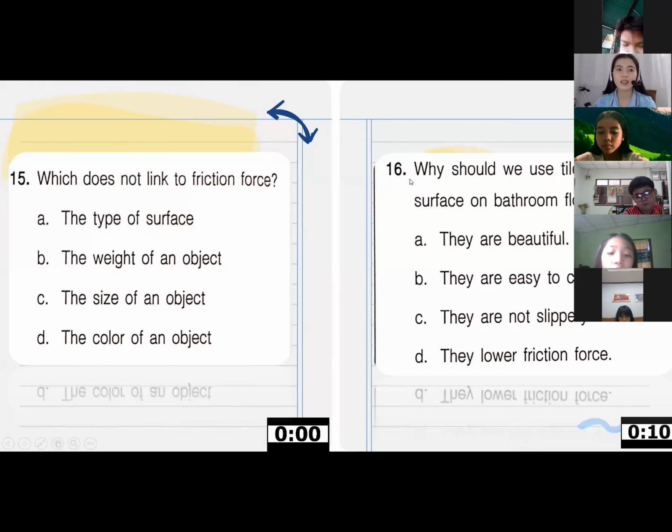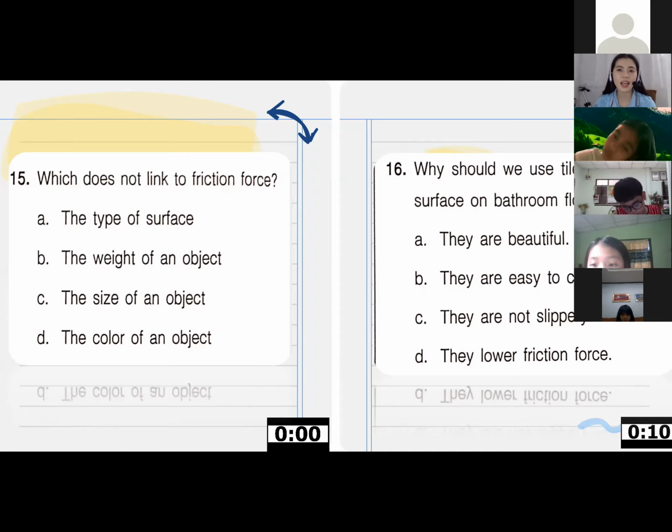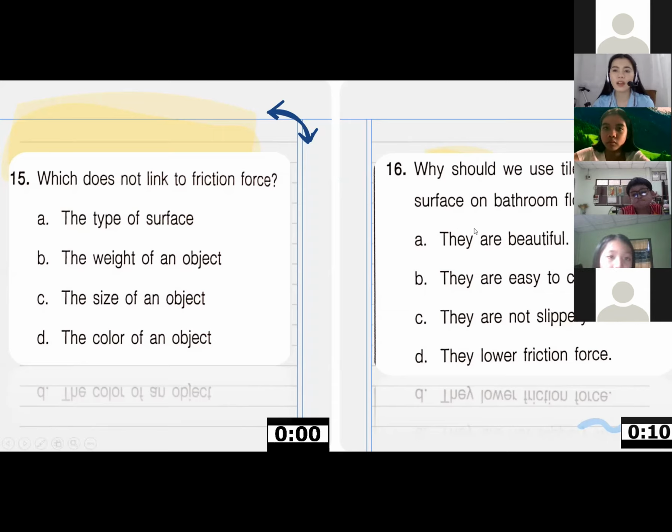Are you done with number 15? Finished? Okay. Number 16. Why should we use tiles with a rough surface on bathroom floor? What is tiles in Thai? Oh, look at your floor. Your floor is made up of tiles. And the tiles are smooth or have a smooth surface. So why should we use tiles with rough surface on the floor of your bathroom?